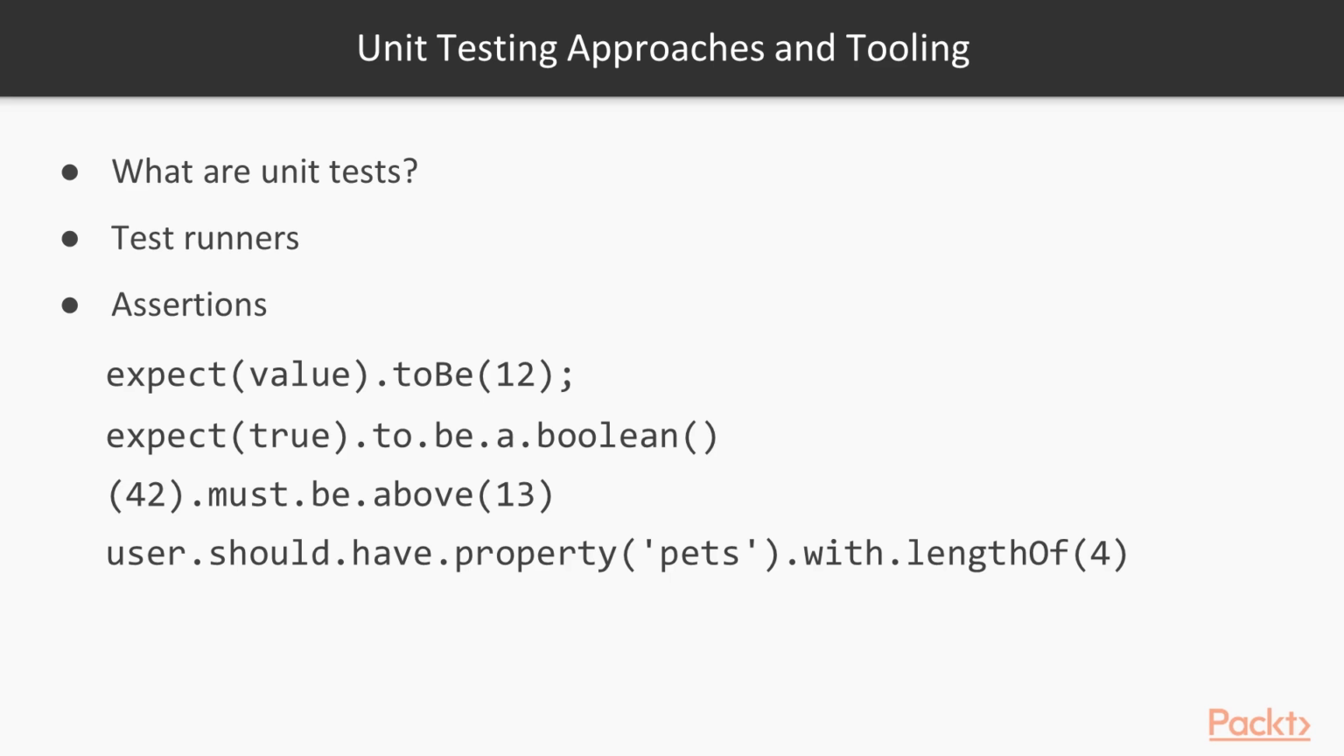I've provided a couple of examples on screen. So here we've said that we expect a variable called value to be 12. So expect value to have a value of 12. Expect true to be a boolean.